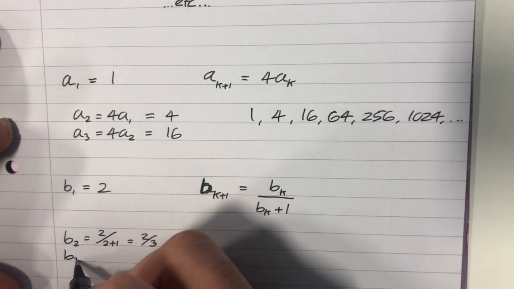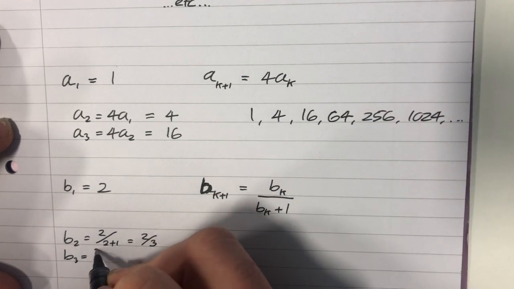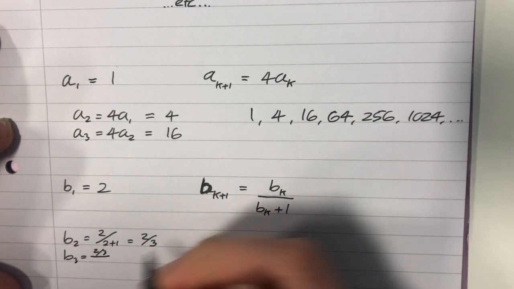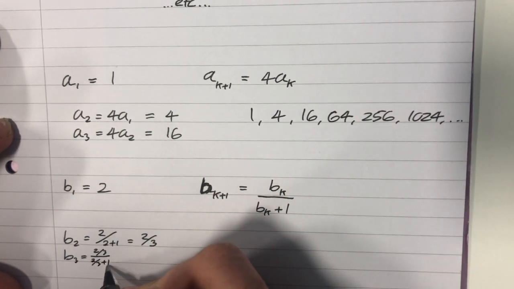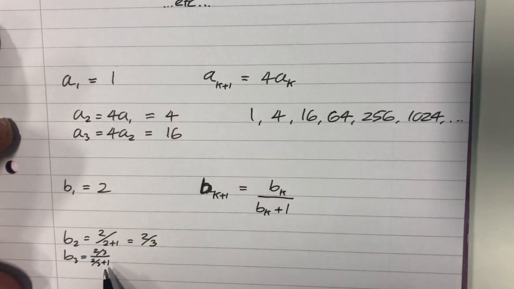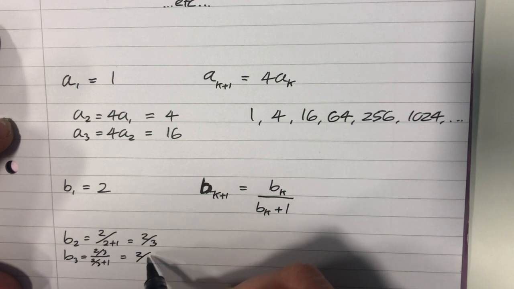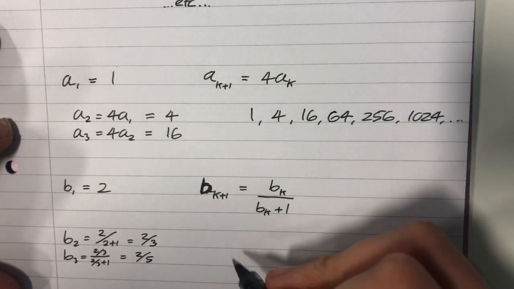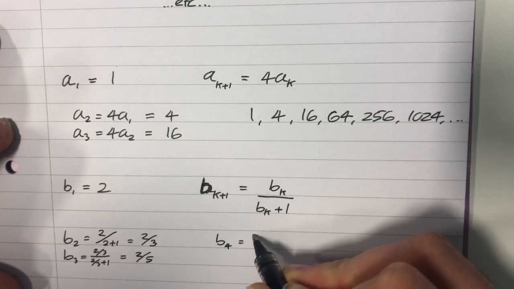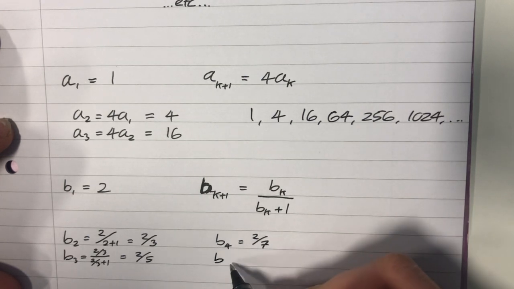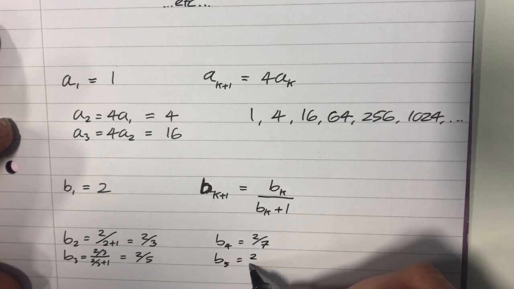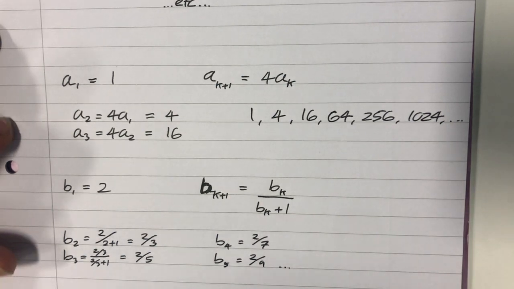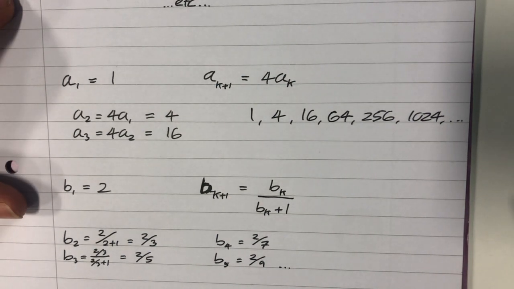The third term of the sequence, well, that's going to be 2/3, which is the previous term, divided by 2/3 plus 1. Well, 2/3 plus 1 is 5/3. 2/3 divided by 5/3 is 2/5. b4 comes out to be 2/7. And b5 comes out to be 2/9. And the pattern continues. Okay.